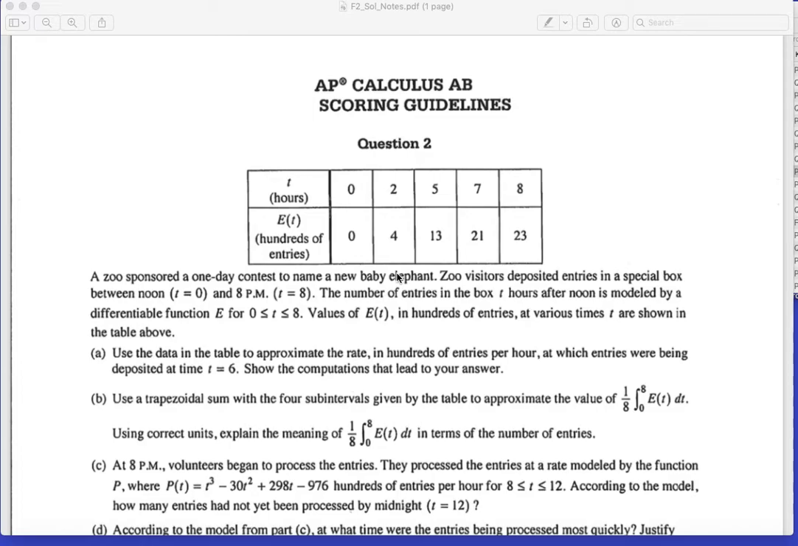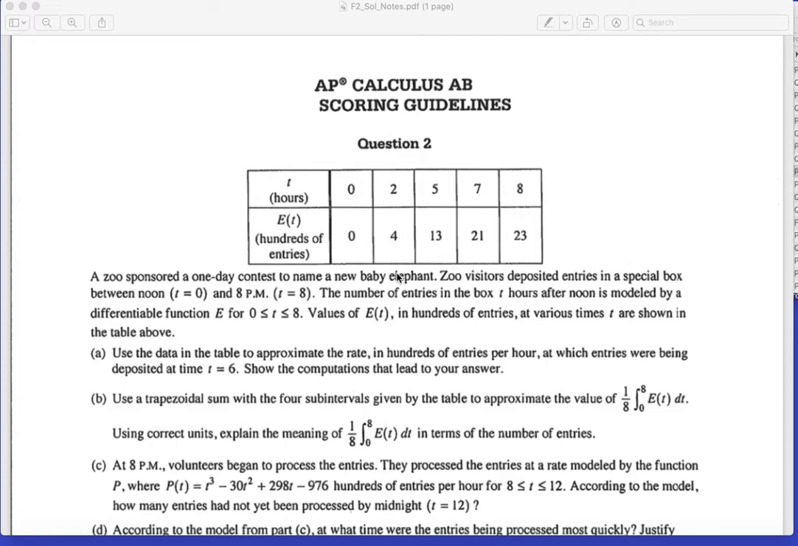Zoo visitors deposited entries in a box. The table here gives us the number of entries that are in the box in hundreds. That's just a little thing to be annoying. Those are in hundreds of entries. Okay, so the function number of entries is capital E.